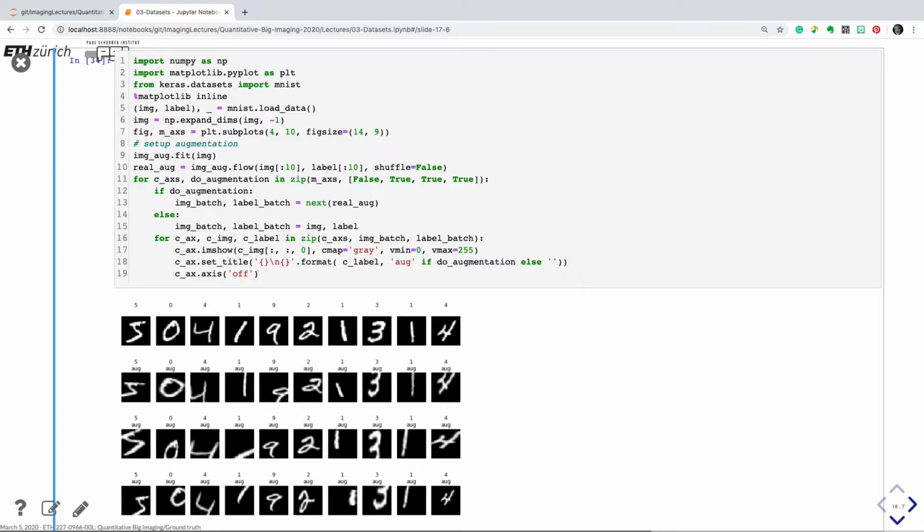In particular, if you have an unbalanced data set, you can use augmentation to boost the small data set, or the small fraction of the data. And with that, you get a better training on that part.